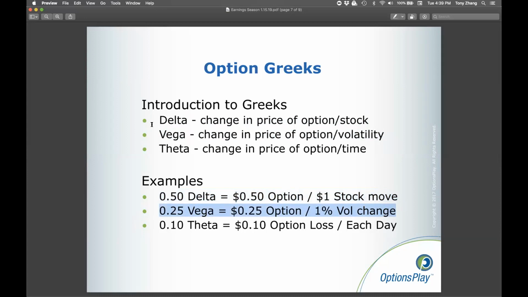And lastly, theta. Theta tells us the change in the price of the option with respect to time. So if you have a call or a put option that has a theta of 0.1, that tells you that the option is losing 10 cents for each day that goes by.